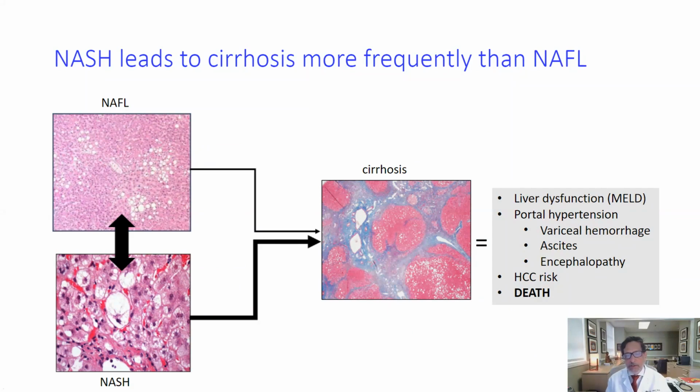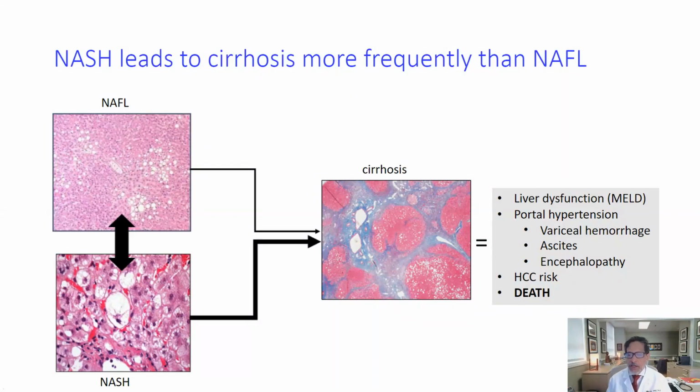Now, the reason to make this distinction is because the natural course of these diseases follow different patterns. NASH is much more likely to lead to cirrhosis than fatty liver alone. And so once you get to cirrhosis, this is important because it is only when you get to cirrhosis that you start getting liver dysfunction, because the liver has a tremendous amount of reserve.